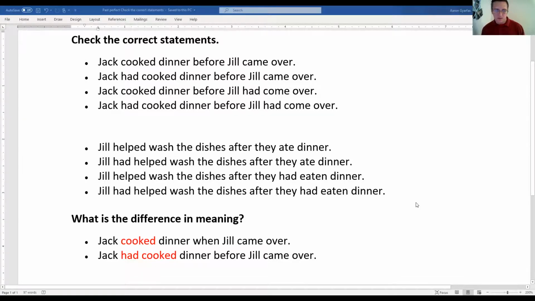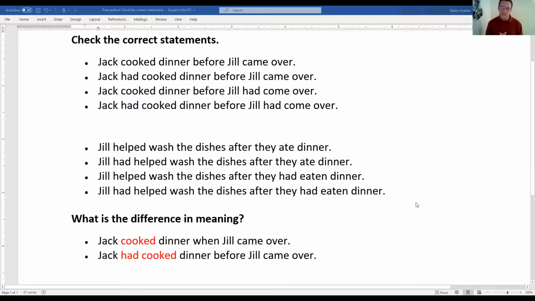The last, we look at the difference in meaning. Jack cooked dinner when Jill came over. Jack had cooked dinner before Jill came over. Okay. In the second example, it's very clear to us that Jack cooked dinner first and Jill came over second. We have a past perfect, had cooked, before Jill came over.